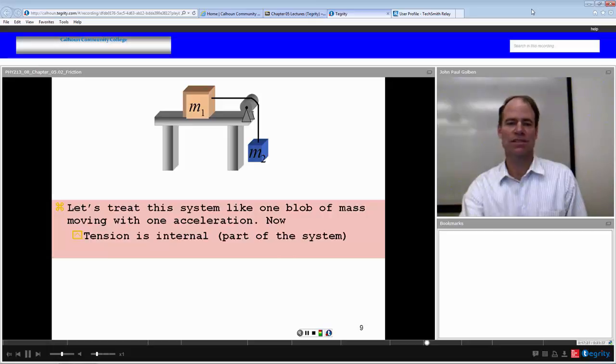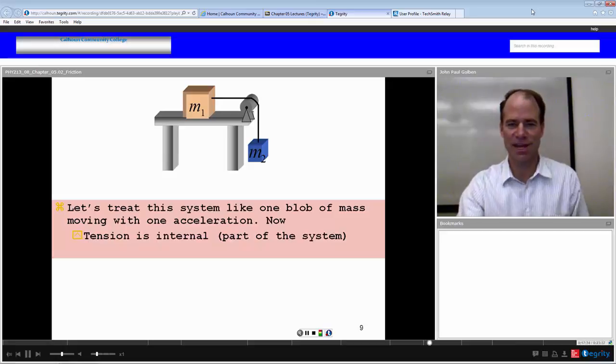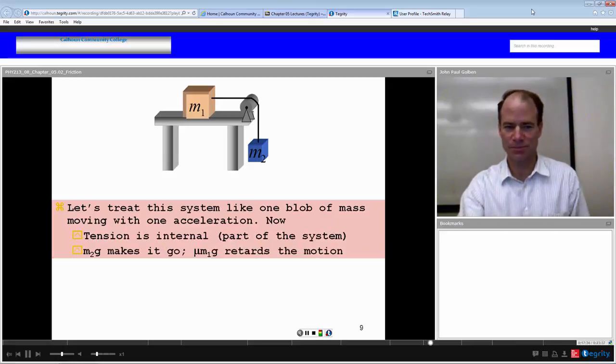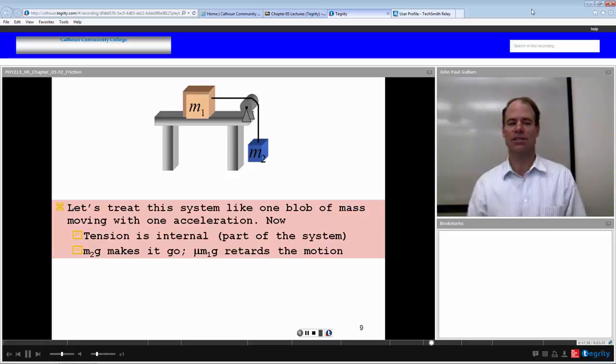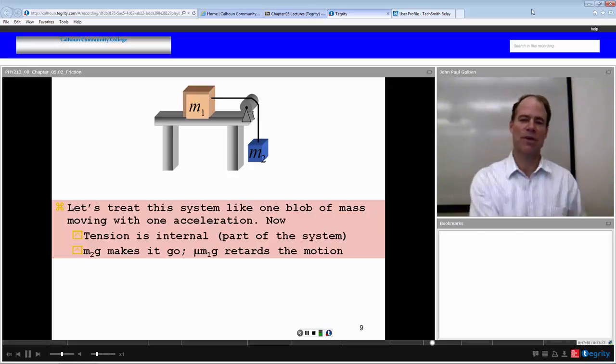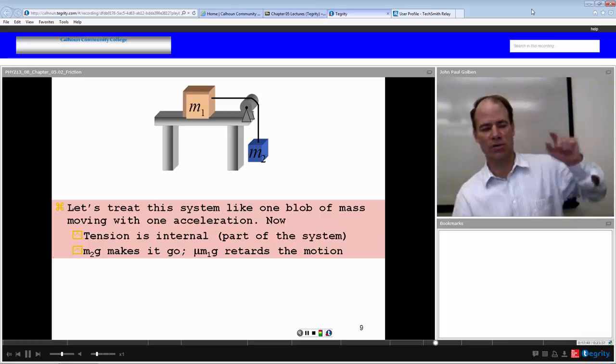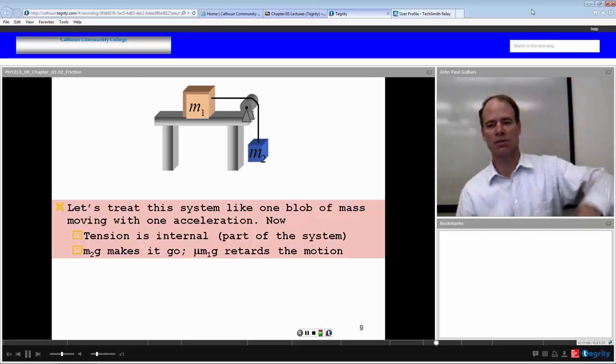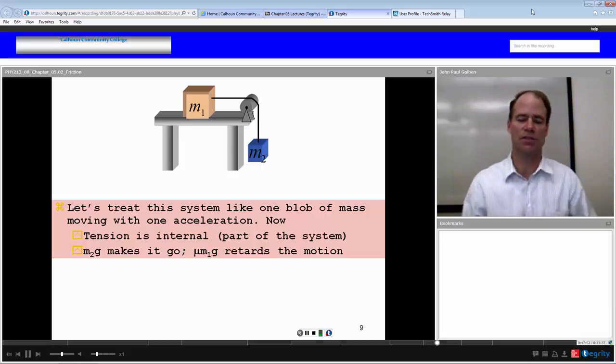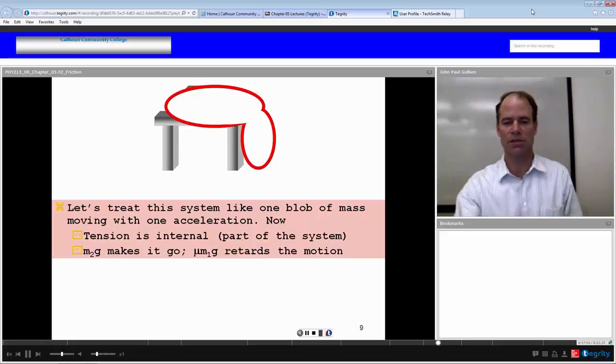We're going to treat this as one blob of mass so that we can just find the acceleration to begin with. We use this new technique of the blob method, and that makes tension internal. M2g is going to make this go, and the frictional force on the table is going to slow it down. It's going to retard the motion. So those are the forces with acceleration in the forward direction. M2g will be a positive force, and the frictional force will be a negative force.